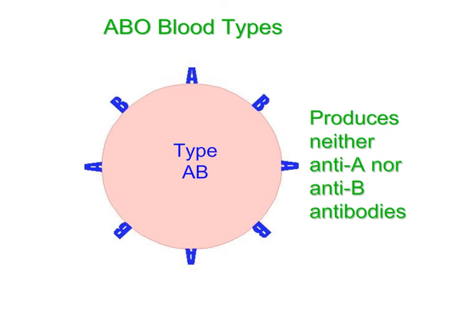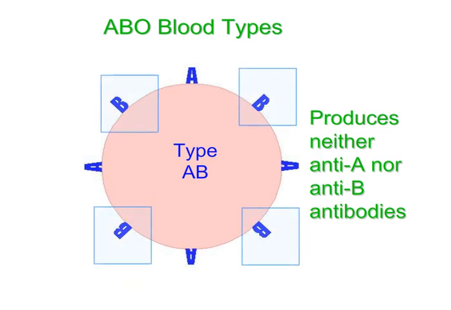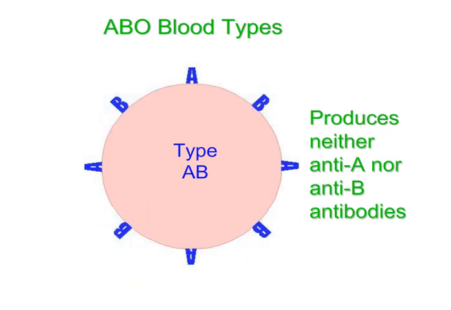This is my blood type. So if I have type AB blood, that means I have both the A antigen and the B antigen present on the surface of my red blood cells. Also, remember the rule about antibodies, that I only produce antibodies against antigens which I do not have. But I have antigen A and antigen B. The result is that I don't produce any antibodies. So here you see no little antibodies floating around in the bloodstream.